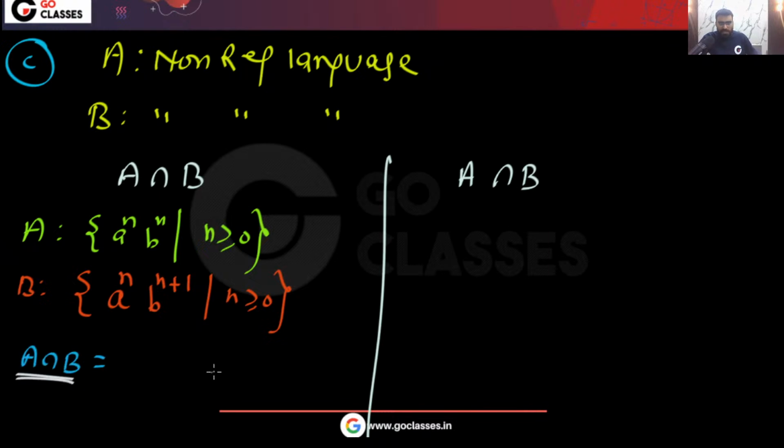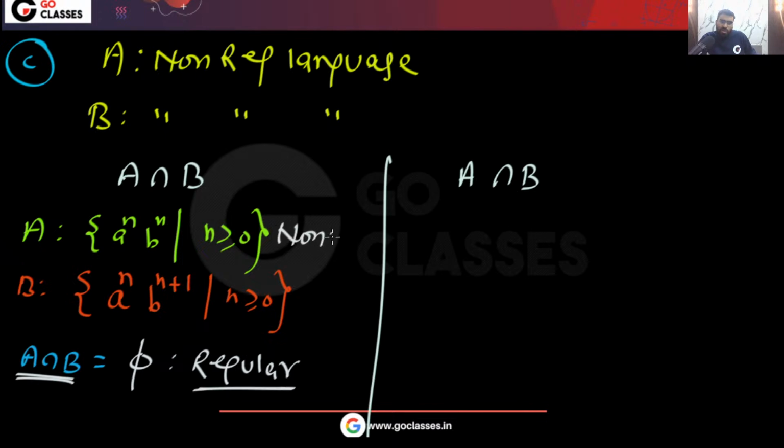What will be A intersection B in this situation? A is a^n b^n, n is greater than or equal to 0. B is a^n b^(n+1), n is greater than or equal to 0. The intersection is phi. There is nothing common. Yes or no? So you can see A intersection B is regular.